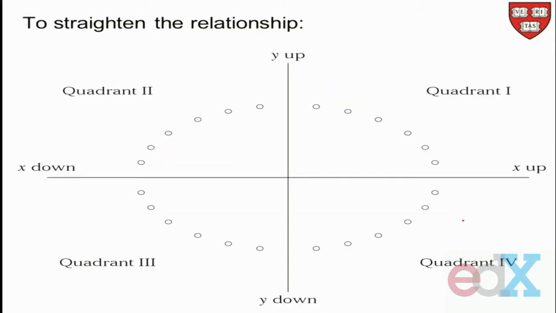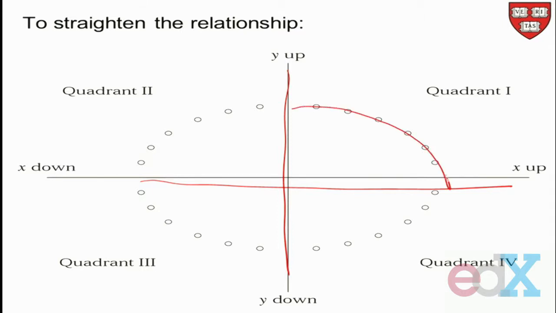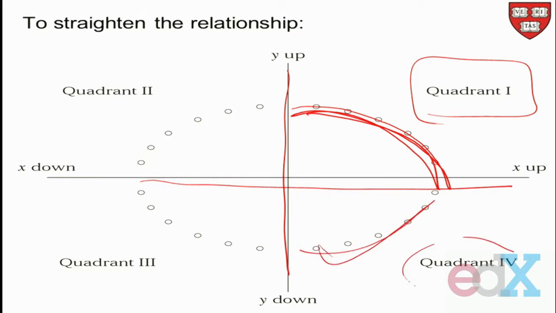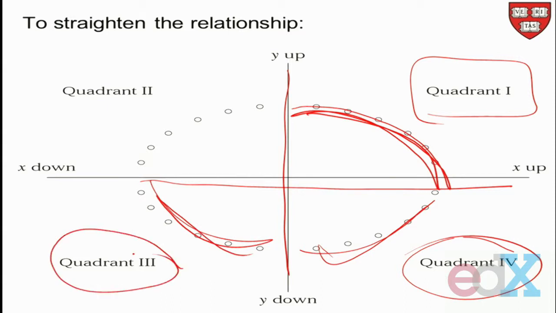And here is a guide. So the guide is this. Think of the 4 quadrants. Now, if you've got this kind of shape, we call that quadrant 1. If you've got this kind of shape, we call that quadrant 4. If you've got this kind of shape, then in your scatter plot, we call that quadrant 3. If you've got this kind of shape, we call that quadrant 2.